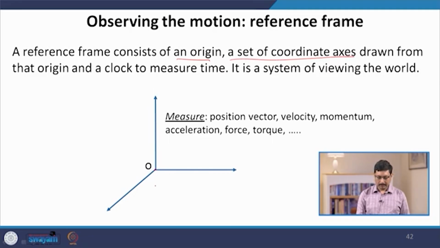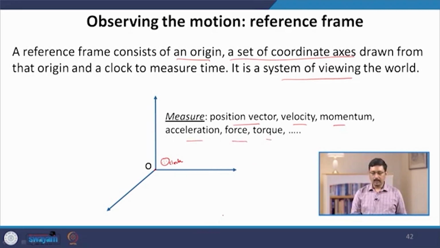For example, in this picture this is the origin from which we have taken a set of coordinate axes. These are Cartesian coordinates. At this point it does not matter which one is x, y, z, and you must have a clock on this, to measure the time. Now that you have this setup, you can observe the world and the motion of this test body. You can measure the position vector, velocity, momentum, acceleration, force, torque, everything. This is called a reference system, or reference frame.